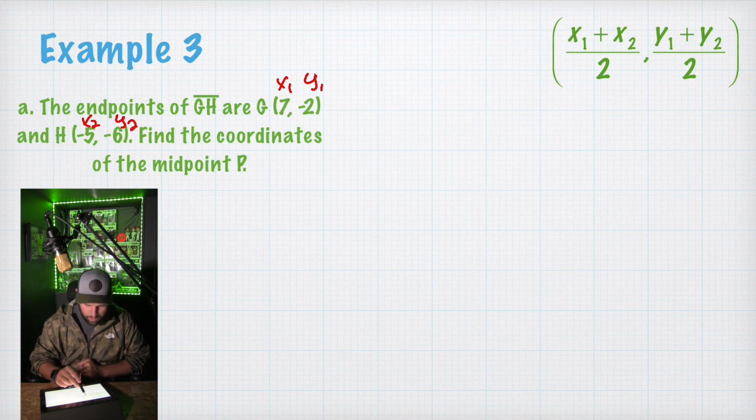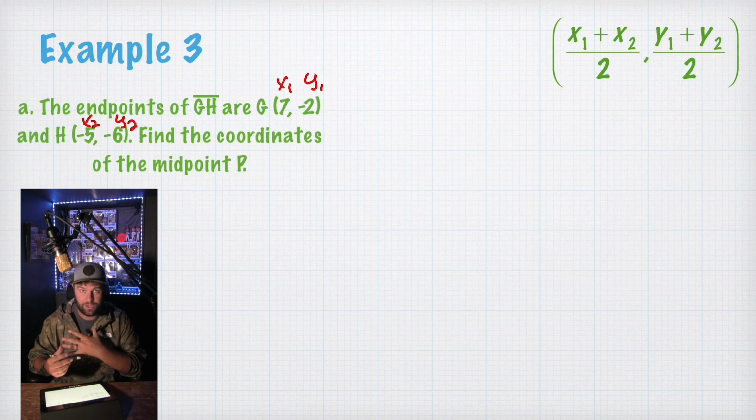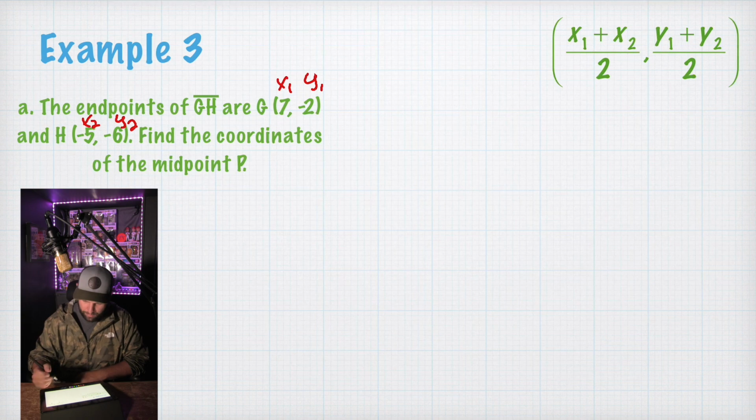It doesn't matter what you call x1 or x2. The only thing that matters is whatever you call something like x1 in the coordinate pair has to be y1 also. So if this is x1, this has to be y1. If this was x2, this would be y2. Okay? All that matters is that you keep the coordinate pairs having the same sub number. Let's just go ahead and work this out.